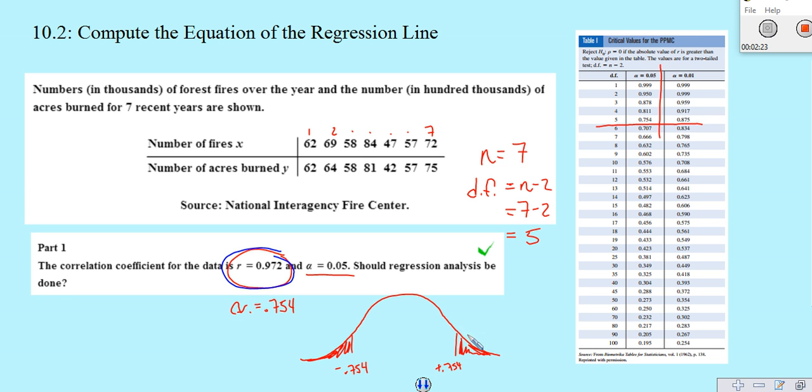We don't actually have to do the test value. In this case, we know that we're looking at 0.972 as, I guess, our test value, or in this case our correlation coefficient. So we know that we're in that critical region, so we should go forward with our regression analysis, because we're going to find out that there is some type of significant relationship. Alright, so from there we go on to step 2.